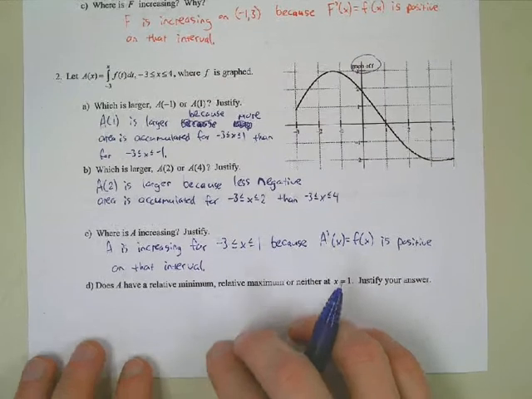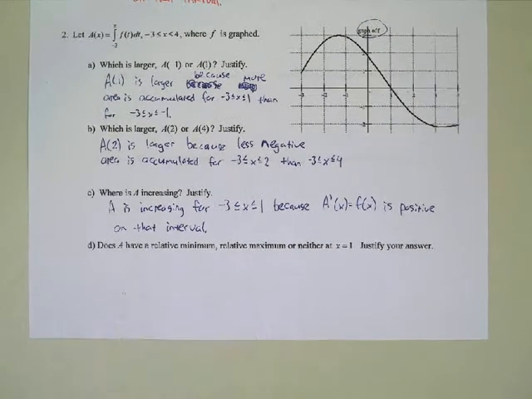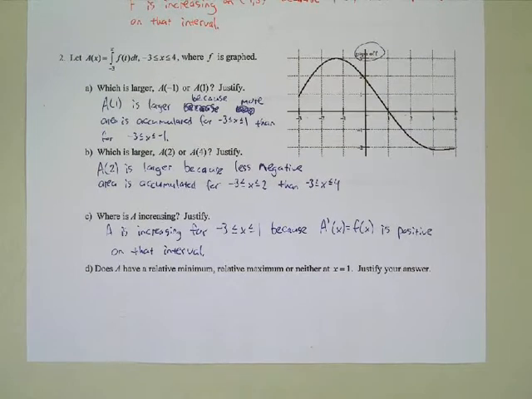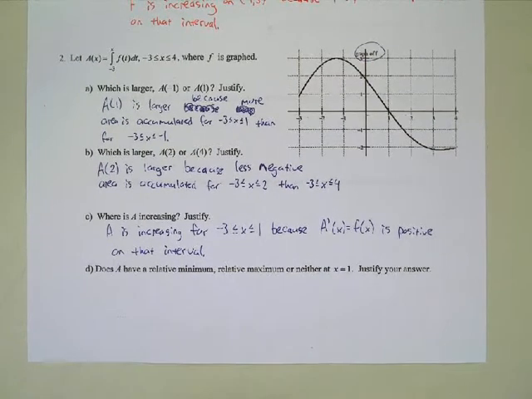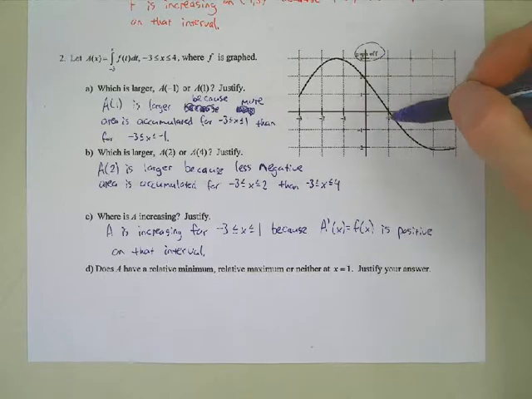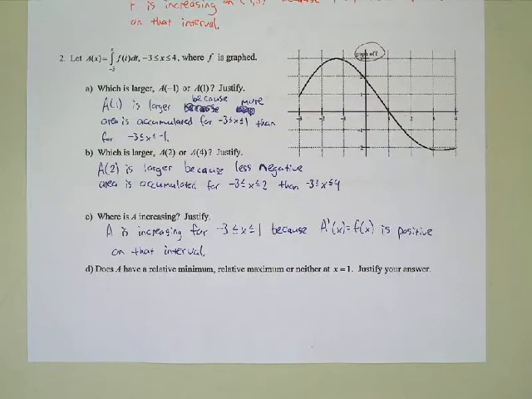So does A have a relative minimum, relative maximum, or neither at x equals 1? Justify your answer. Alright, so here's x equals 1. Alright, that's for x equals 1 of f. Will A have a relative minimum, a relative maximum, or neither at x equals 1? Let's see here. Let's go to Jack. What do you think there?